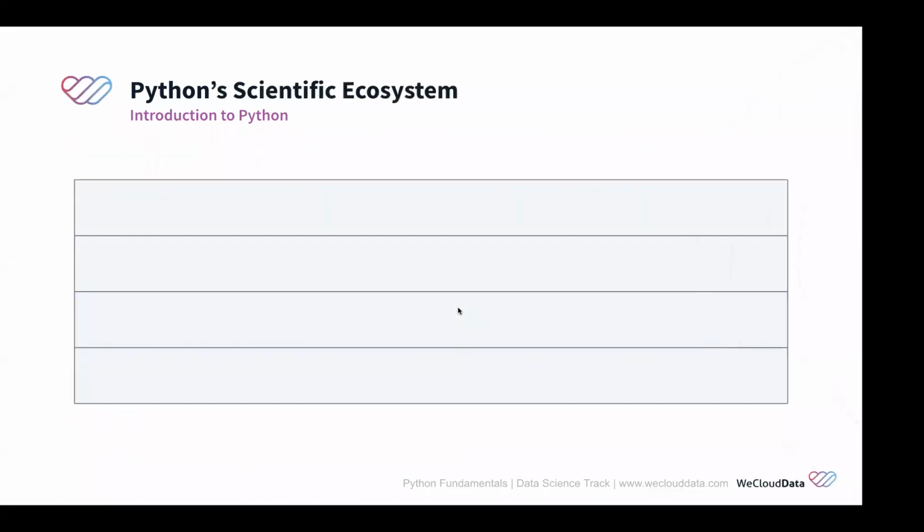Let's take a look at Python's scientific ecosystem. In Python, there are a gazillion libraries you can use to do things. But we're going to focus on data science, right? So let's take a look at this ecosystem. First of all, there's the core Python, or the Python core, which is the Python programming language. And it's very flexible, and you can use it basically to build anything you want, right?